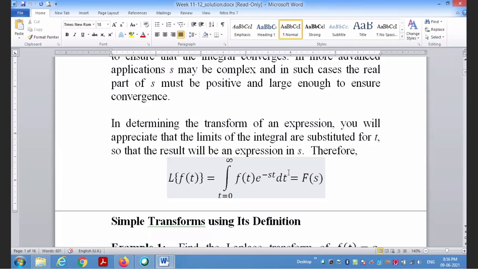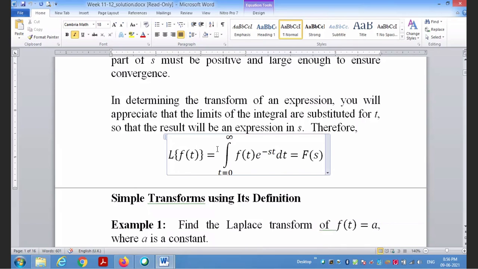Later on, you will learn the inverse Laplace. This one is the Laplace transform, and after this, the inverse Laplace transform. So the Laplace transform of a function f(t) gives you a function of s. This one is small, this one is capital. These are the notations. Now, f(t) can be anything.